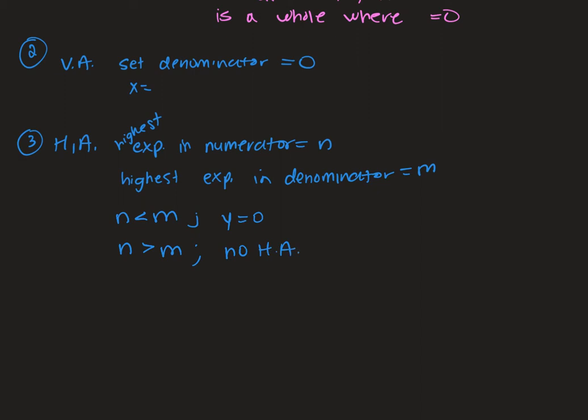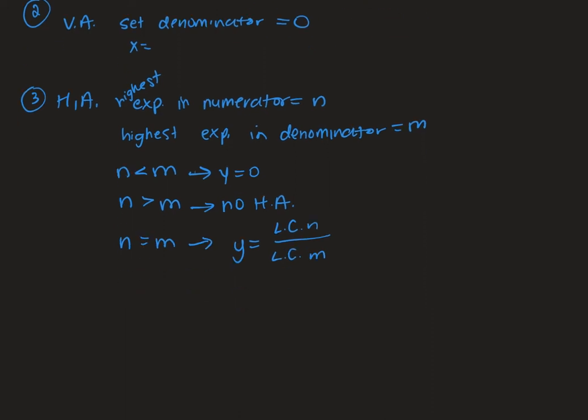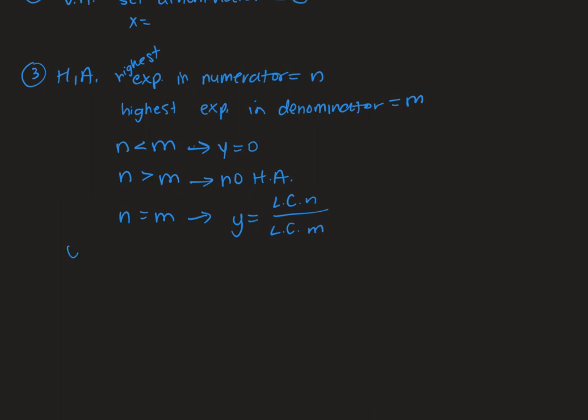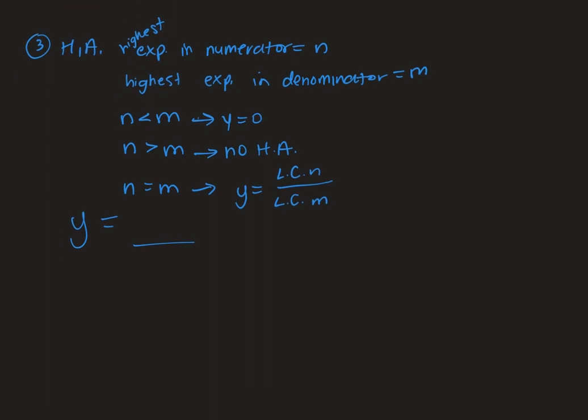That's it. Looks like a J. That's a semicolon. Let me put an arrow. And if n is equal to m, then we do y equals the leading coefficient of my numerator over the leading coefficient of my denominator. And these are all y equals equations because they are horizontal lines on your graph.